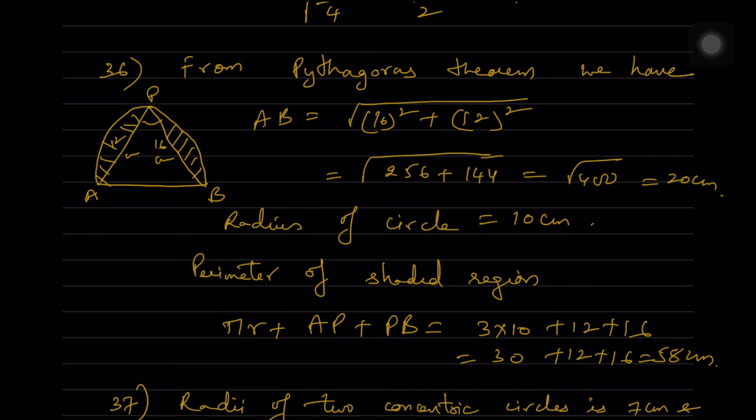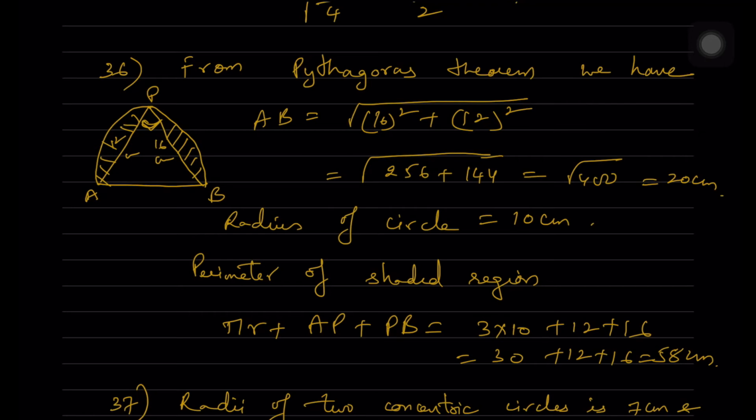If the value of pi is taken as 3, what is the perimeter of the shaded region? So now if we consider Pythagoras theorem, AB is equal to root of 16 square plus 12 square, which is the hypotenuse. If you're taking this as 90 degrees over here, for Pythagoras theorem we can write it in that way. Which is equal to 20 centimeters we're getting.